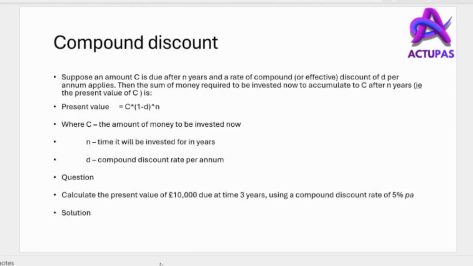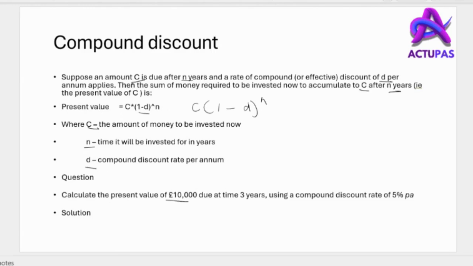Then we move on to compound discount. Suppose an amount C is due after n years and at a rate of compound discount of d per annum. Then the sum of money required to be invested now to accumulate to C after n years is C times (1 minus d) to the power n. This is the formula for compound discount. And C is the capital to be invested now, n is the time it will be invested for, and d is the compound discount rate.